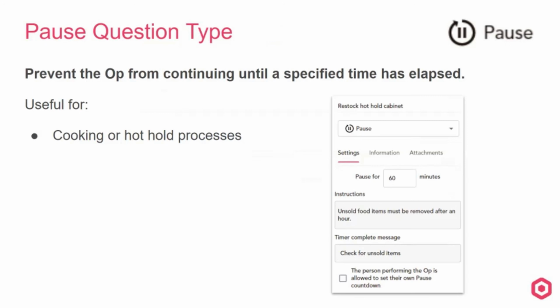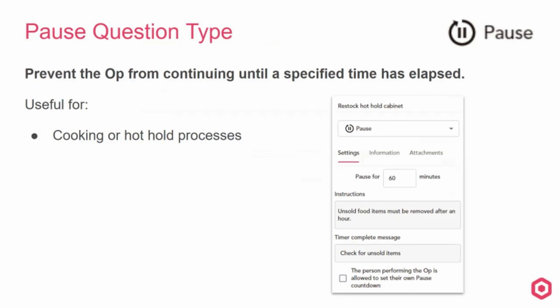So here what we're really saying is put the items in the hot hold, wait for 60 minutes. After 60 minutes has elapsed, an alert pops up on the screen, check for unsold items. At that point, the user will then be able to answer further questions in the op. So something like, have you now removed all of the unsold items, yes or no? And then they can submit the op.